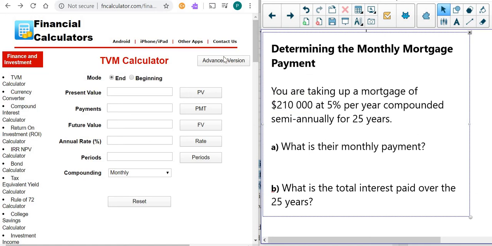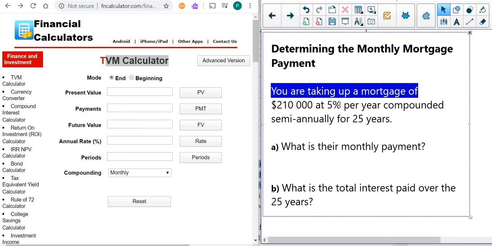I'm going to show you how to set up your TVM calculator to fncalculator.com. And I'm going to explain a little bit of the terms that you might have picked up from the previous lesson. And we're going to calculate some monthly payments from a mortgage, and we're going to calculate some interest. Also, I'm going to show you what is an amortization table and how to use it to read financial information. So let's just jump into this problem.